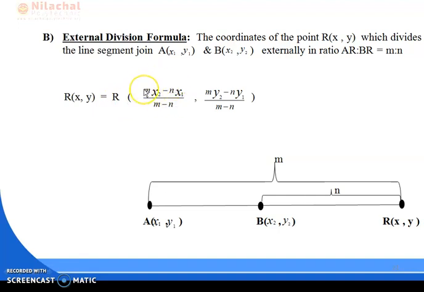So, the X coordinate must be, this is similar to the internal section formula or internal division formula. The only thing is that in the internal section formula there is addition and here there is subtraction. MX2 minus NX1 by M minus N, this is the X coordinate. MY2 minus NY1 by M minus N, this is the Y coordinate. So, this is the coordinate of the external point which divides the AB line segment externally in the ratio M is to N. X coordinate is MX2 minus NX1 by M minus N. Y coordinate is MY2 minus NY1 by M minus N.